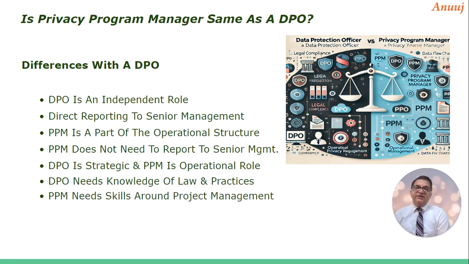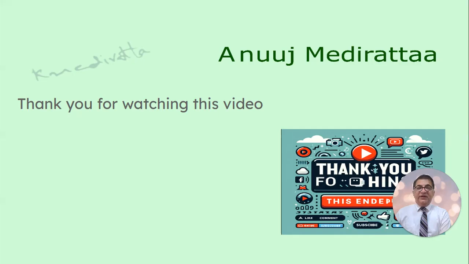Privacy program manager is a project manager who is implementing the project of privacy laid down by the DPO, ensuring that privacy obligations are met so that the DPO is able to handle them with the regulators as well. That's the difference between a privacy program manager's role and a DPO's role.